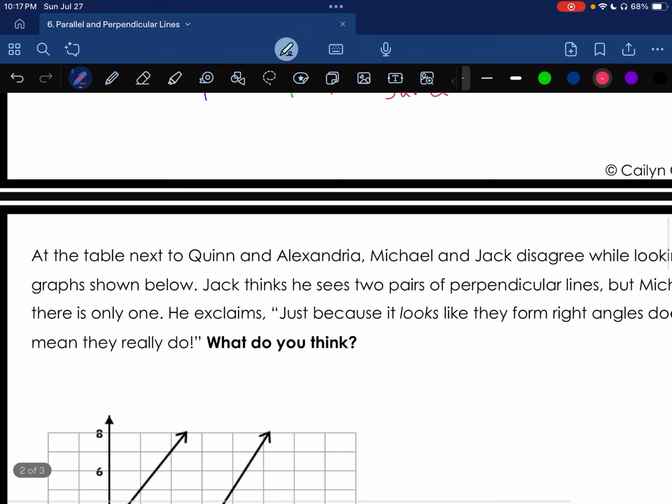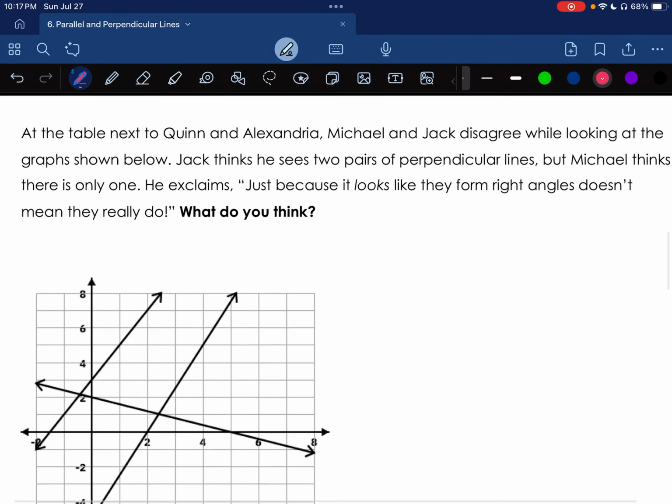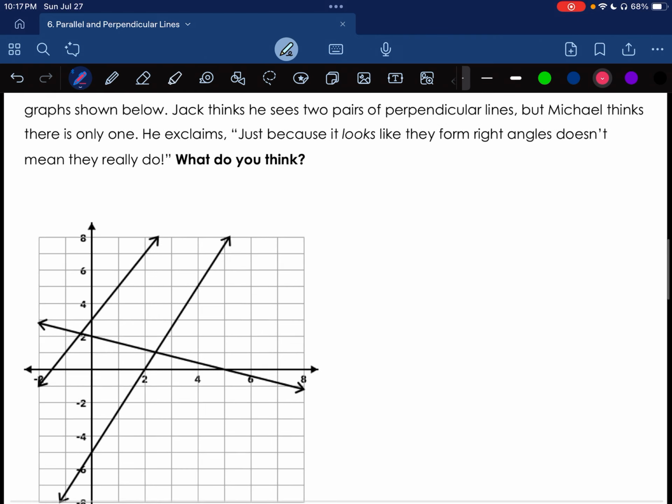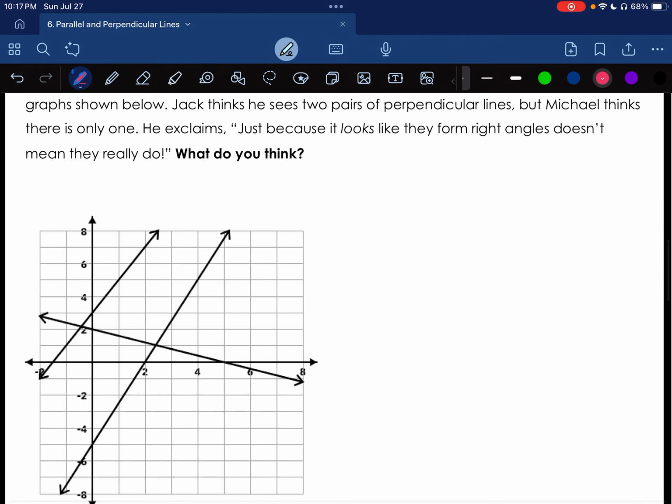All right, so next door at the next table, Michael and Jack are disagreeing about these graphs. So Jack thinks that he sees two pairs of perpendicular lines, but Michael thinks that there's only one. He said, just because it looks like they form right angles doesn't mean that they really do. So what do you think?